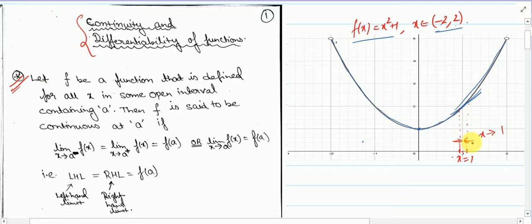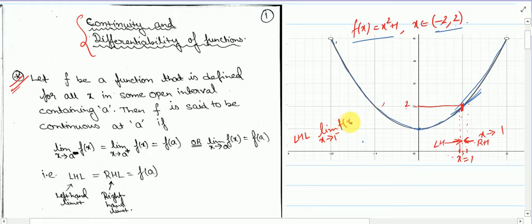So here when I am trying to approach x from the right hand side, when I am trying to approach x equal to 1, here the value I am getting is 2. And when I am trying to approach x from the left hand side, still I am getting my value to be 2. So here you saw that limit x tends to 1 minus, that means I am approaching from the left hand side, so left hand limit.